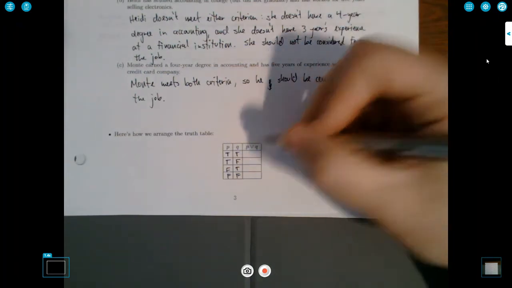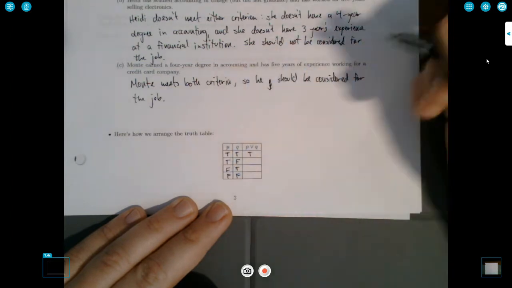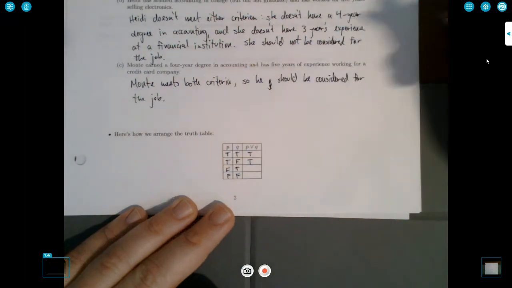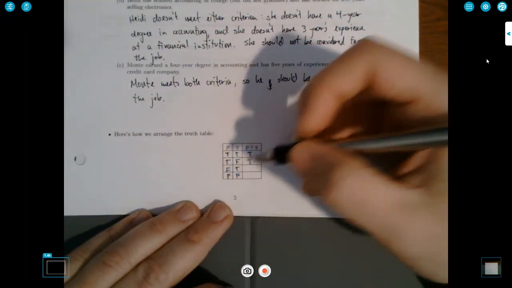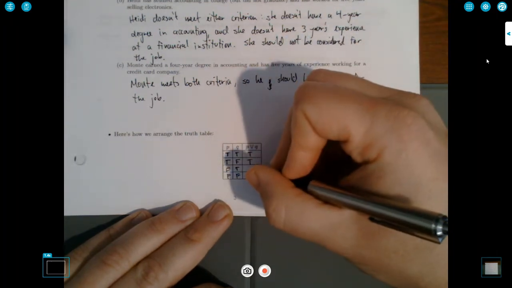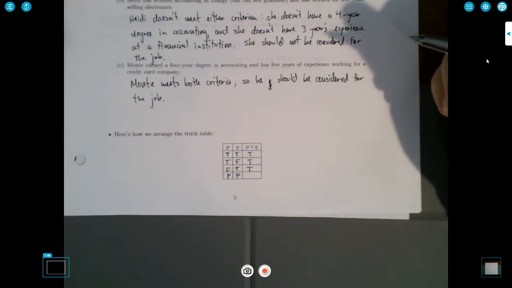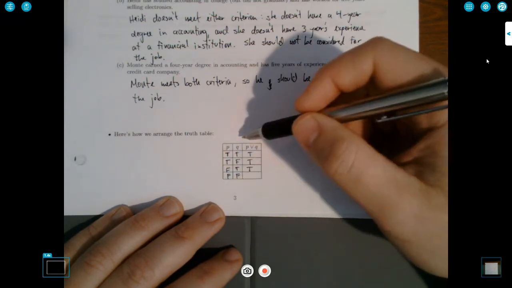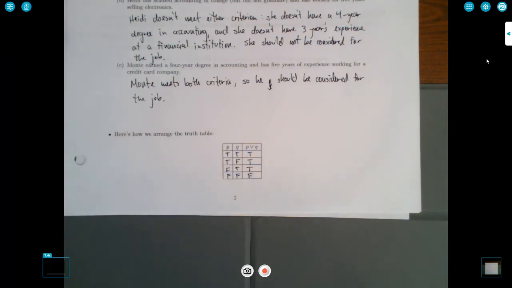Now let's think about P or Q. If P is true and Q is true, then P or Q is true. If P is true and Q is false, then P or Q is still true, right? If P is false and Q is true, then P or Q is still true, right? Because all you need is for at least one of them to be true. So at least one or both, right? And then if P is false and Q is false, then P or Q is false. So the only way P or Q can be false is if both P and Q are false, okay?